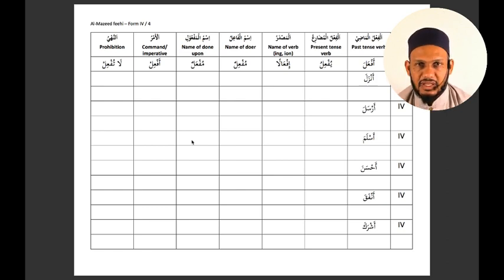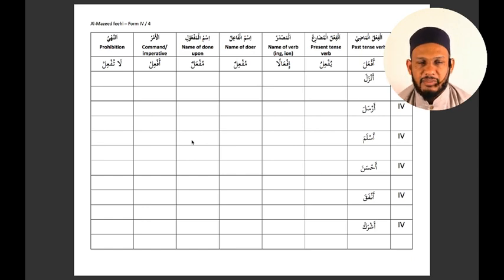Anzala: أنزل ينزل إنزالا منزل منزل أنزل لا تنزل. Again, أنزل ينزل إنزالا منزل منزل أنزل لا تنزل. Arsala: أرسل يرسل إرسالا مرسل مرسل أرسل لا ترسل. Again, أرسل يرسل إرسالا مرسل مرسل أرسل لا ترسل.